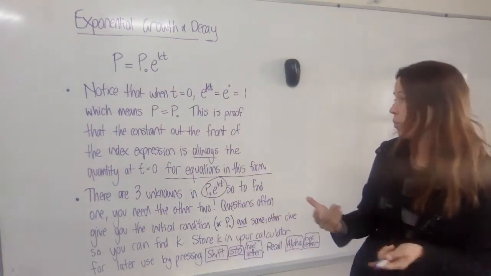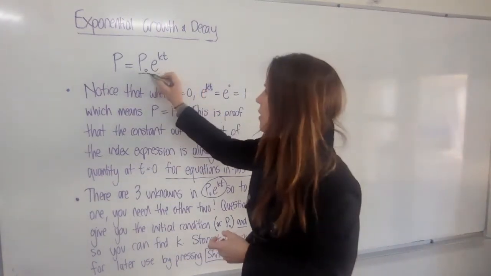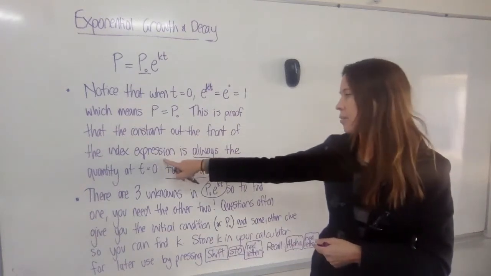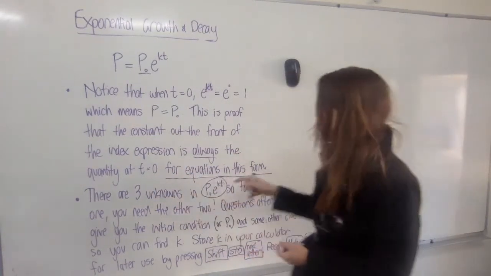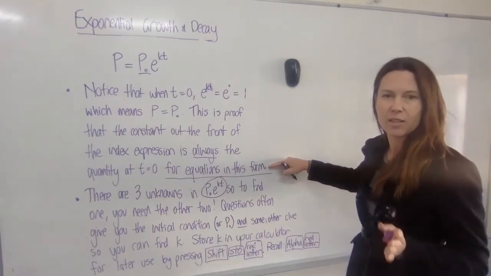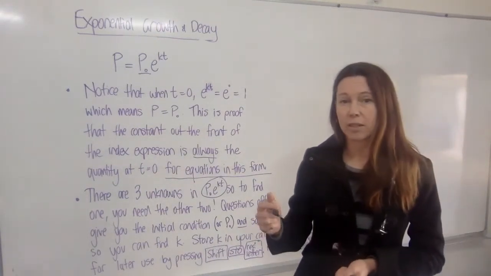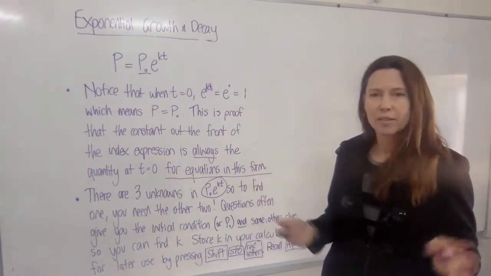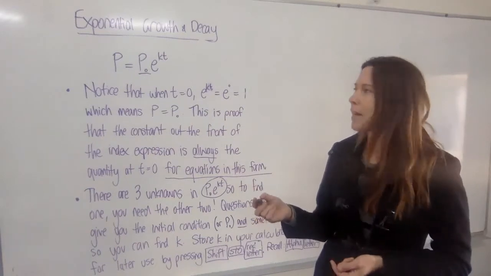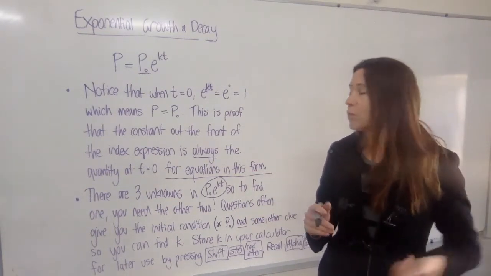Now, how does that help us? Well, this is actually a little proof that that constant that's sitting in front of the index expression is always the quantity at time equals 0 for equations that are written in this form. So there's 2 ways you can get these questions asked. It might be a worded question where they just say, initially there were 20 rabbits or something like that. So you know, right, when t equals 0, the quantity was 20.